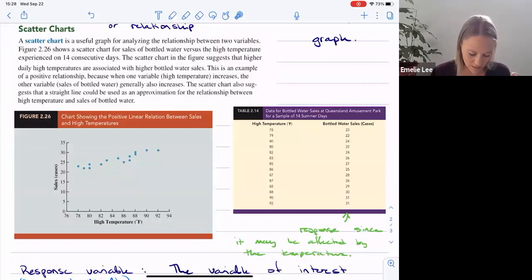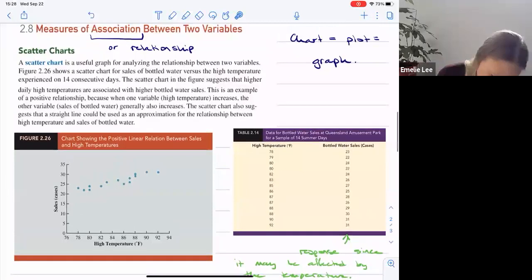You can use a scatter plot, but it's kind of weird, you could potentially have a categorical variable on the x-axis. But for the most part, we're talking about two numerical variables, or two quantitative variables.